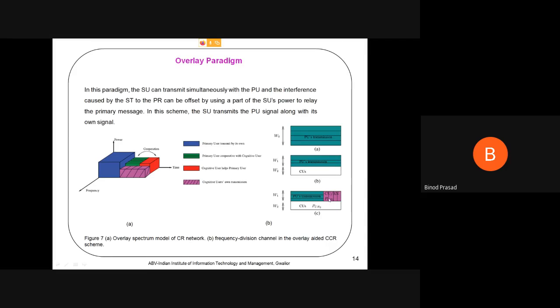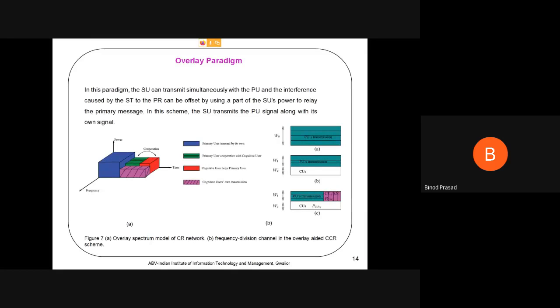So with that power, because it has a total power of P of CR1 plus P of CR2, suppose some power P. Some portion of the power is being used to relay the primary signal. So it will relay that signal during time T2. And the kind of relay that we have discussed can be AF, DF, any kind of relay protocol that is opted for a given scenario.